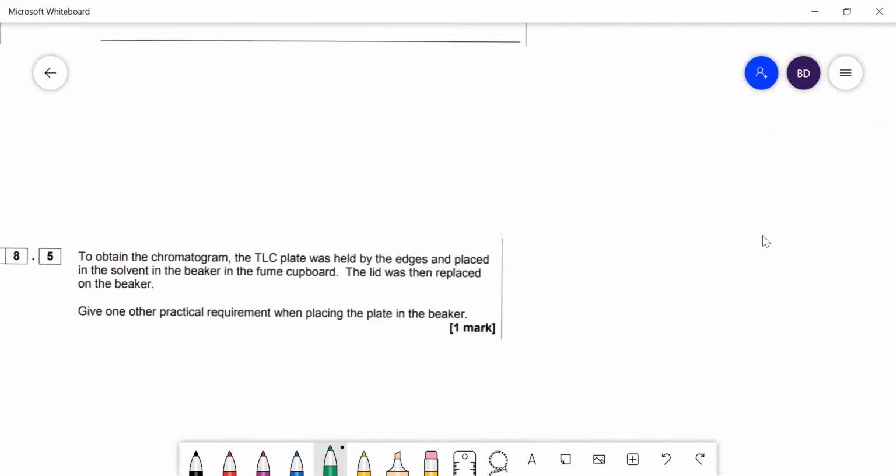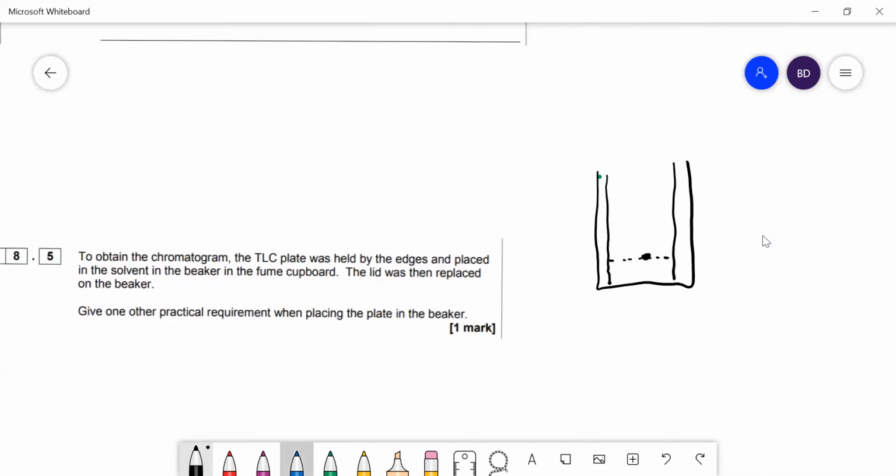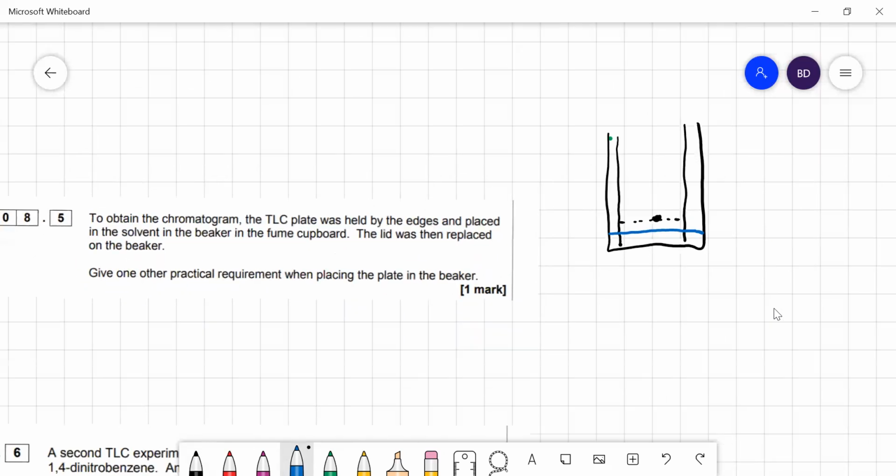To obtain the chromatogram, the plate was held by the edges and placed in the solvent and the beaker in a fume cupboard. A lid was replaced on the beaker. Give another practical requirement when placing the plate in the beaker. The only one I could think of, which is the one that's in the mark scheme, is that you should make sure that the level of the solvent has got to be below your start line, because if it wasn't, it would just wash the spot off into the solvent. So that's the answer to that one.